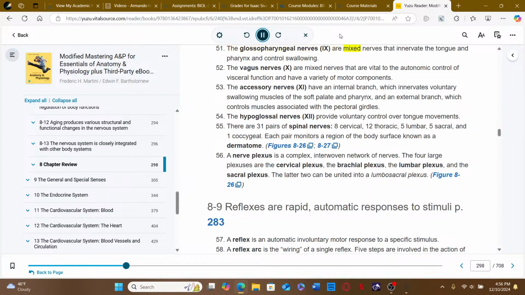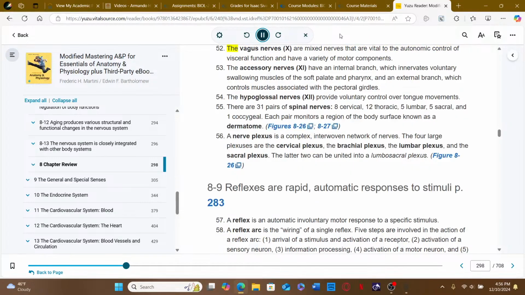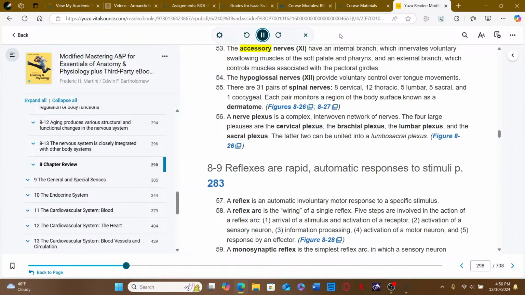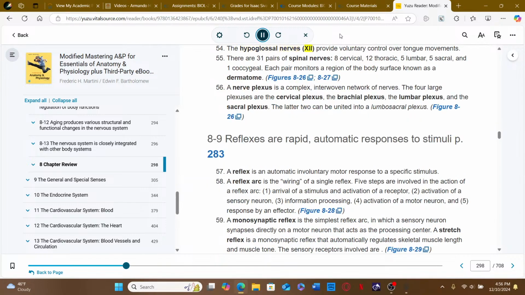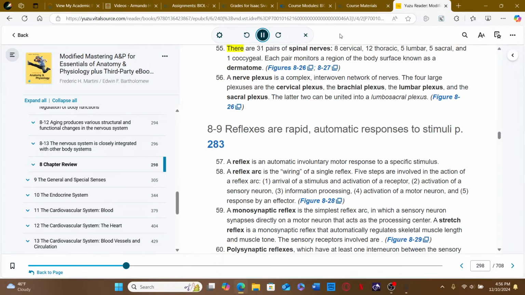The glossopharyngeal nerves, 9, are mixed nerves that innervate the tongue and pharynx and control swallowing. The vagus nerves, 10, are mixed nerves that are vital to the autonomic control of visceral function and have a variety of motor components. The accessory nerves, 11, have an internal branch, which innervates voluntary swallowing muscles of the soft palate and pharynx, and an external branch, which controls muscles associated with the pectoral girdles. The hypoglossal nerves, 12, provide voluntary control over tongue movements.